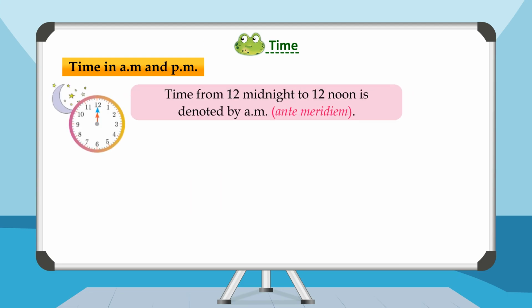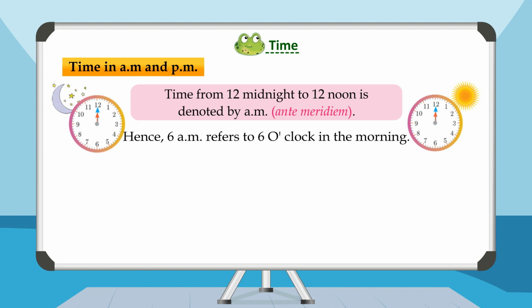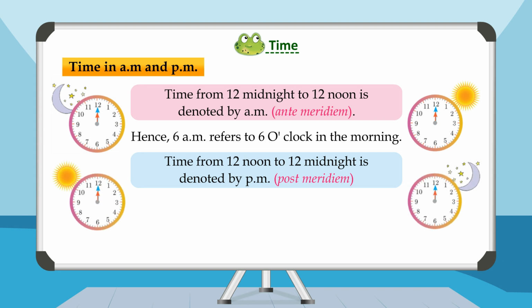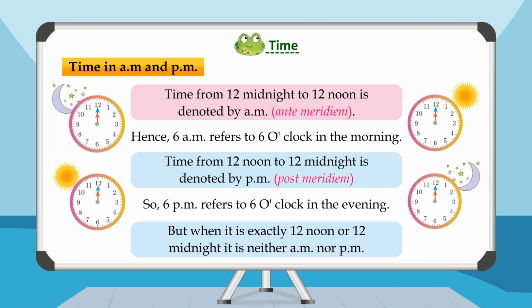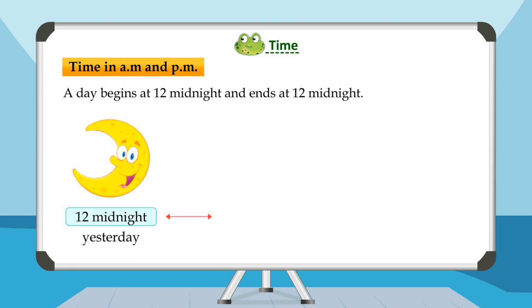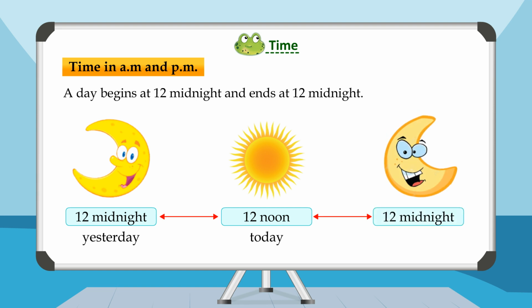Time from 12 midnight to 12 noon is denoted by AM, anti-meridian. Hence, 6 AM refers to 6 o'clock in the morning. Time from 12 noon to 12 midnight is denoted by PM, post-meridian. So, 6 PM refers to 6 o'clock in the evening. But when it is exactly 12 noon or 12 midnight, it is neither AM nor PM. A day begins at 12 midnight and ends at 12 midnight. 12 midnight yesterday, 12 noon today, 12 midnight tomorrow.